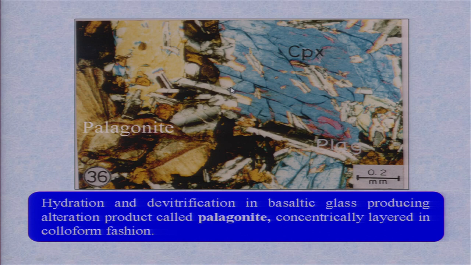Because of alteration, the product which is formed is called palagonite. Palagonite is concentrically layered in a colloform structure. You see, this is the mineral which is known as palagonite. This palagonite is showing concentric structure, and this concentric ring-like structure is developed because of alteration of a basalt containing clinopyroxene. The entire crystal was clinopyroxene, and this clinopyroxene has undergone alteration.